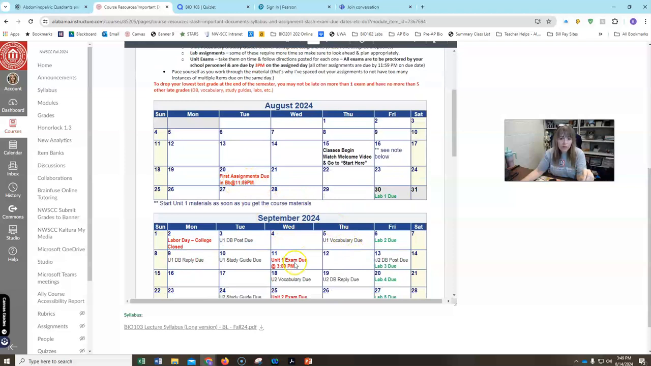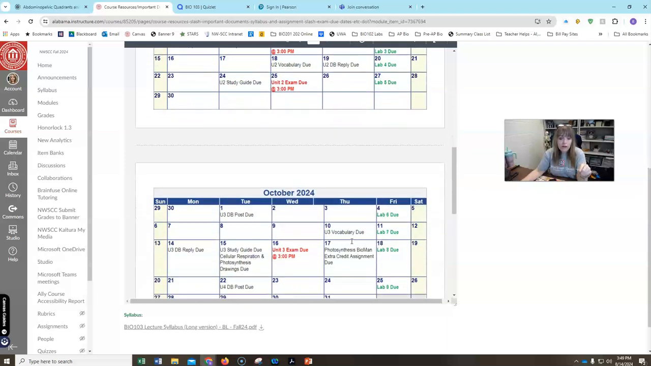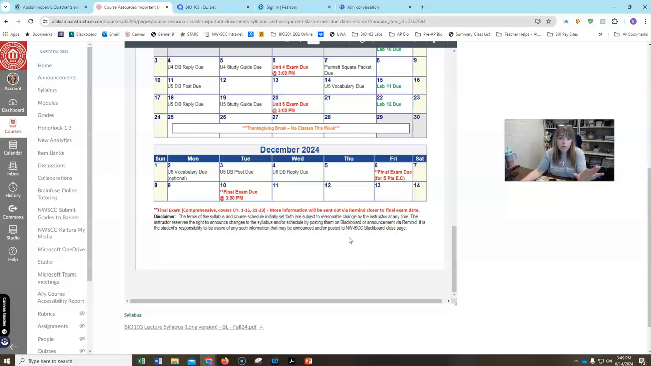Everything in red is going to be an exam or a quiz. Green is going to be a lab assignment. You're going to have other things in just black font. That's going to be your daily grade assignment. Those are going to be due on those dates. And so I have that set up for the entire semester so you'll know when everything is due.